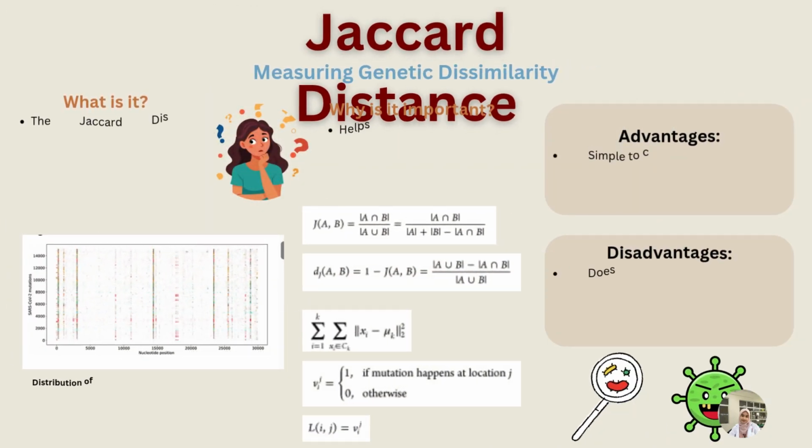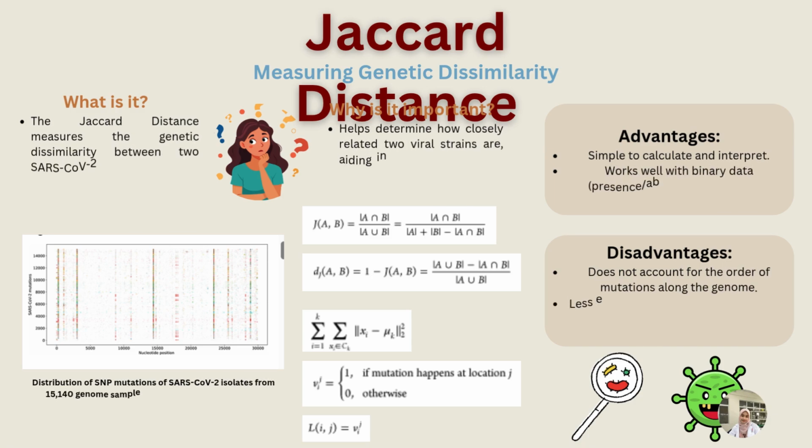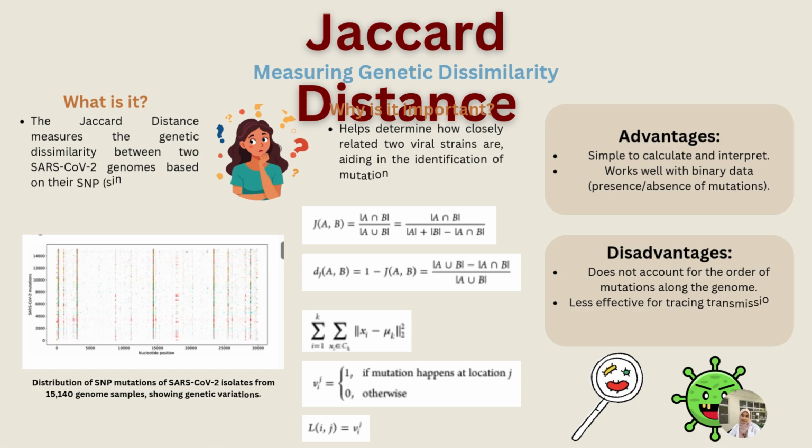Next, we measure genetic differences between strains using the Jaccard distance. This method looks at the presence or absence of mutations to calculate how different two genomes are. It's simple and ideal for large binary datasets, although it doesn't account for the order of mutations, which can be limiting in some cases.